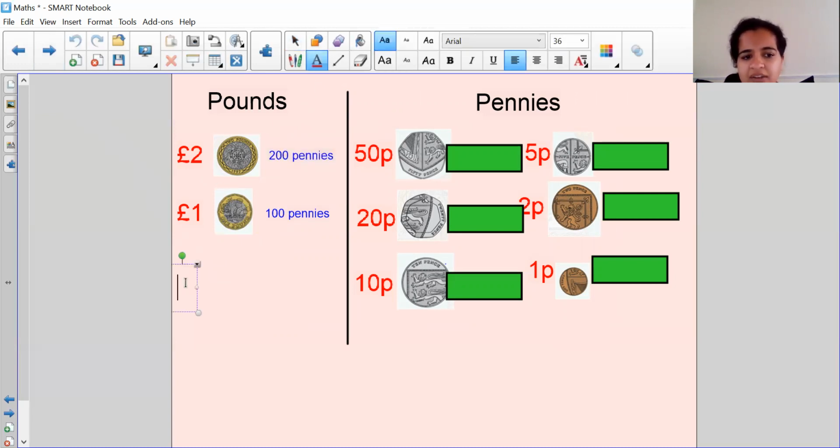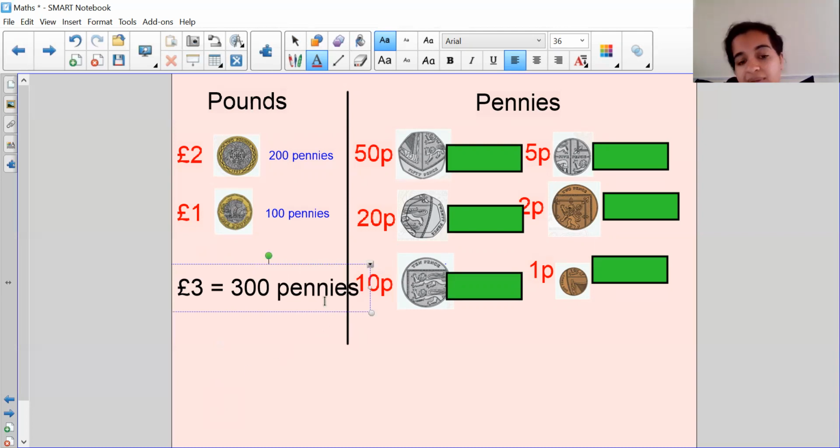Okay, so here's another little question for you. What would £3 equal? Have a think. £1, 100 pennies. £2, 200 pennies. £3, you're right, it would be 300 pennies. All right, or we called it 3 pence as well. And the same, £4, 400 pennies, £5, 500 pennies, and so on.